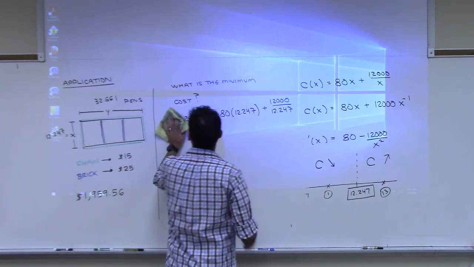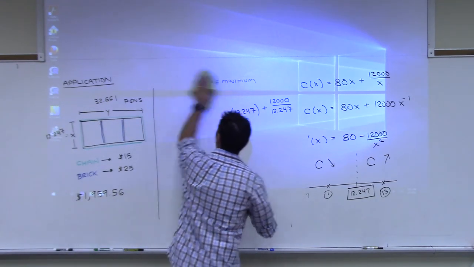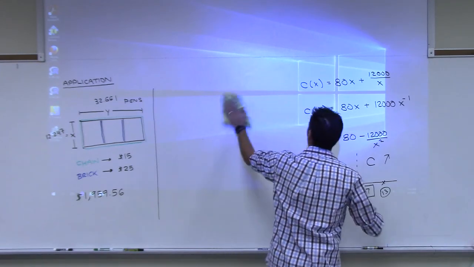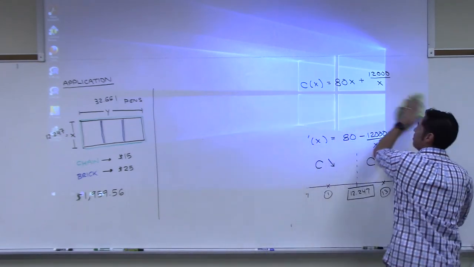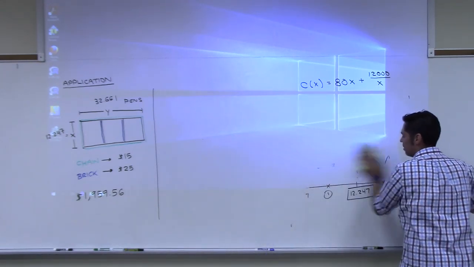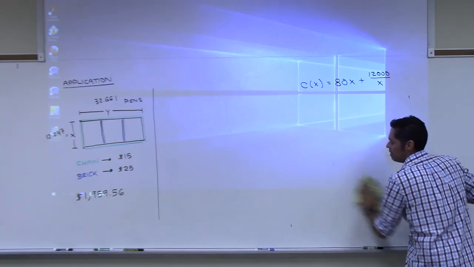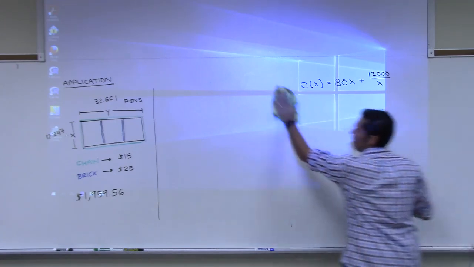Okay, so I'm going to do one last thing here. That's why I brought the projector up. I'm actually going to ask the computer to graph the cost function for us because we'll be able to see that local minimum. All right?